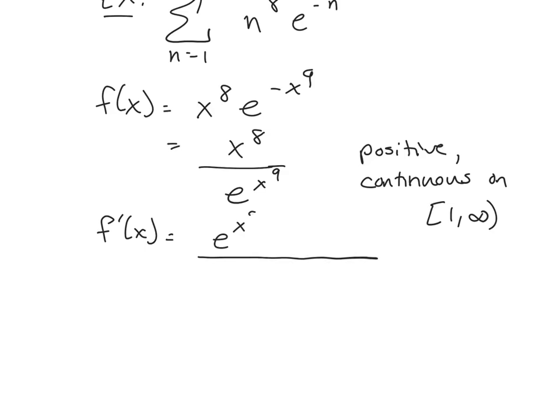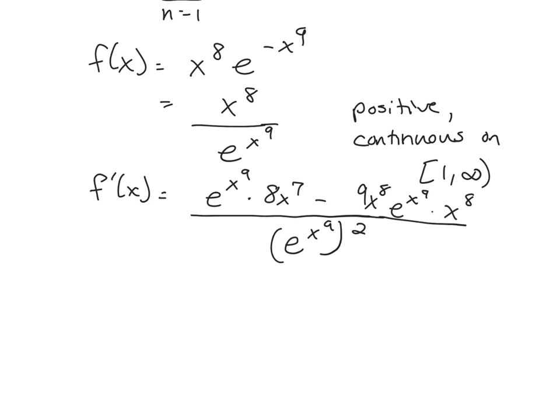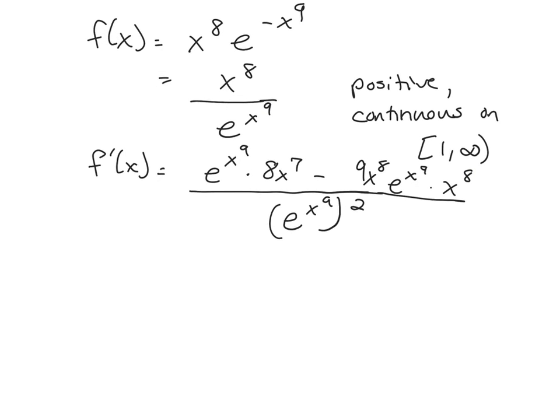e to the x to the 9th times what? 8x to the 7th, minus 9x to the 8th, e to the x to the 9th, times the top, x to the 8th, over e to the x to the 9th, squared. Okay? That looks awful ugly, right? But no worries, things are going to simplify kind of nice.